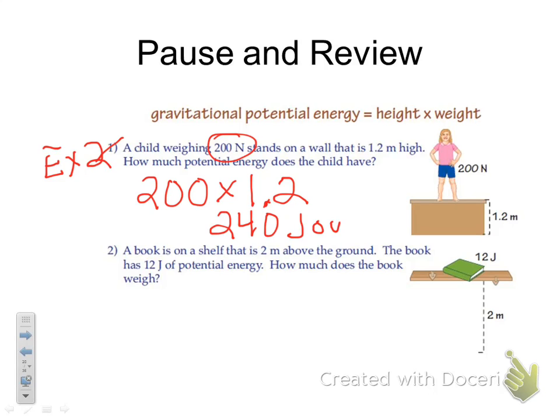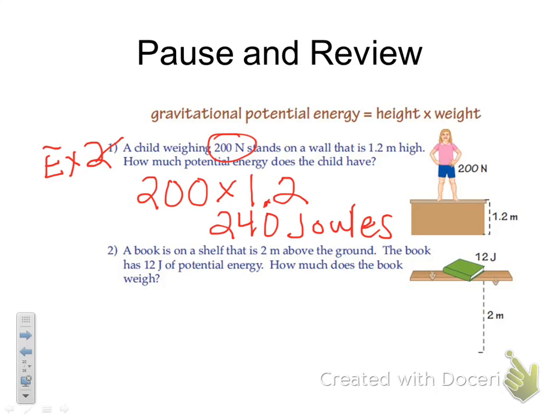We got a challenge problem. It's like yesterday. Somebody read for me the challenge problem. All right, Abby, go ahead. A book is on a shelf that is 2 meters above the ground. The book has 12 joules of potential energy. How much does the book weigh?